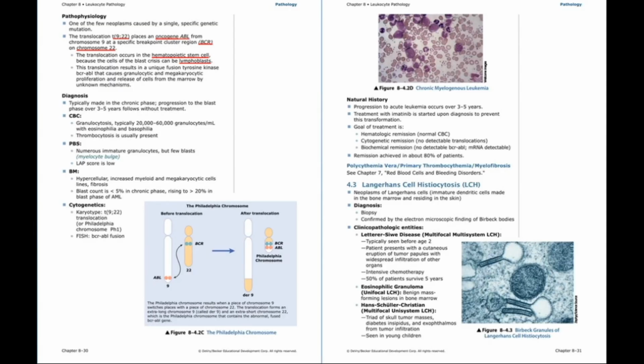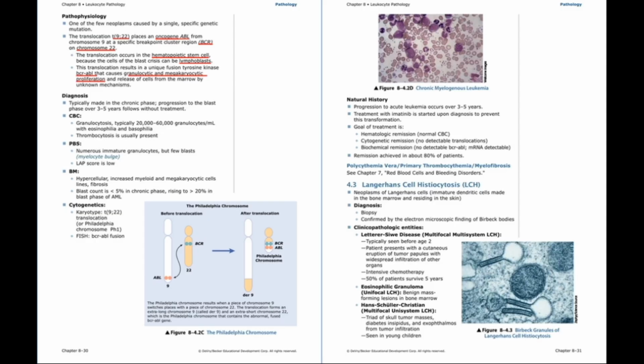The 9;22 translocation creates a unique fusion tyrosine kinase, BCR-ABL, that causes granulocytic and megakaryocytic proliferation and the release of these cells in their immature forms by unknown mechanisms. So typically, the progression from the chronic phase to the blast phase occurs over 3 to 5 years.